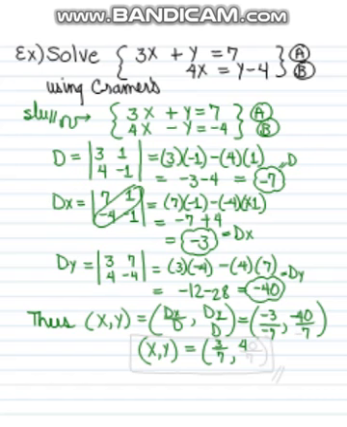negative over a negative, so it makes it a positive 40 over 7. And we are finished.